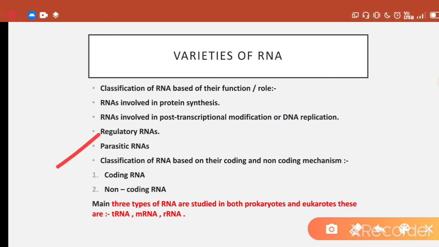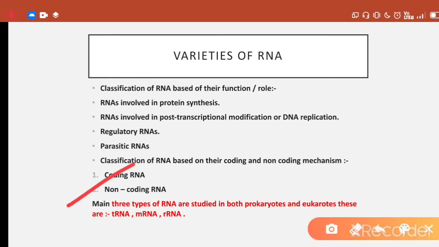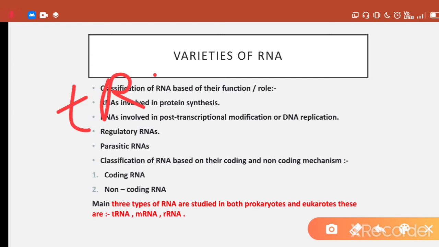Now come to another classification of RNA, that is based on the coding and non-coding mechanism of RNA. First is coding RNA, that is messenger RNA. As we know, messenger RNA carries information from DNA to the ribosome during protein synthesis in the form of codons. Another is non-coding RNA. It includes ribosomal RNA that forms subunits of the ribosome, small subunit or large subunit, like 5S rRNA, 5.8S rRNA, and 28S rRNA. So they form subunits of the ribosome in eukaryotes and in bacteria also. Another one is tRNA, transfer RNA, that transfers amino acids to the ribosomal subunit during protein synthesis.